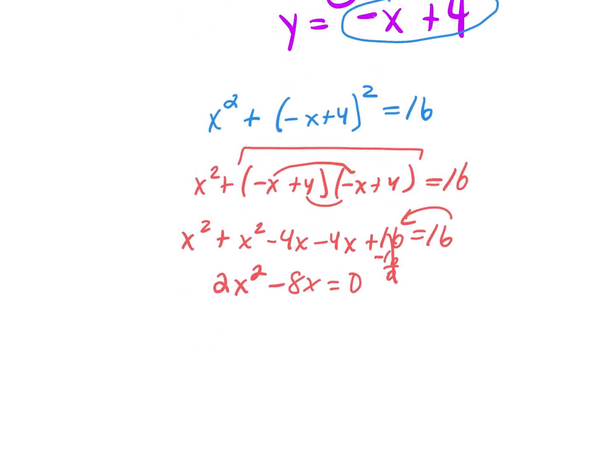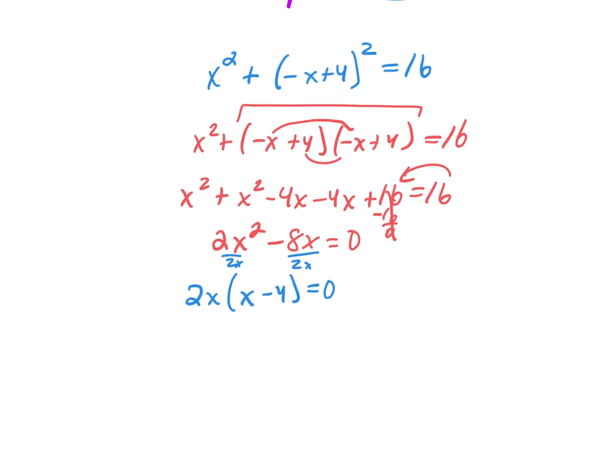Let's factor this. What can I take out of 2x squared and 8x? I could take out a 2x. Then I'm left with x what? Well, if I take out an x, I'm left with just x minus 4, right? So now what? Set them both equal to 0. 2x equals 0, x minus 4 equals 0. So I get x equals 0 here, and x equals 4.